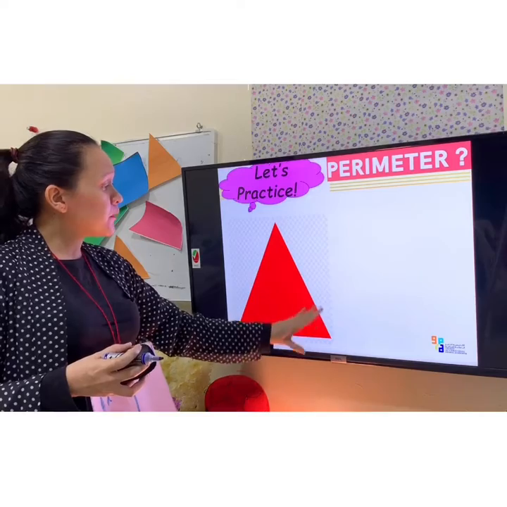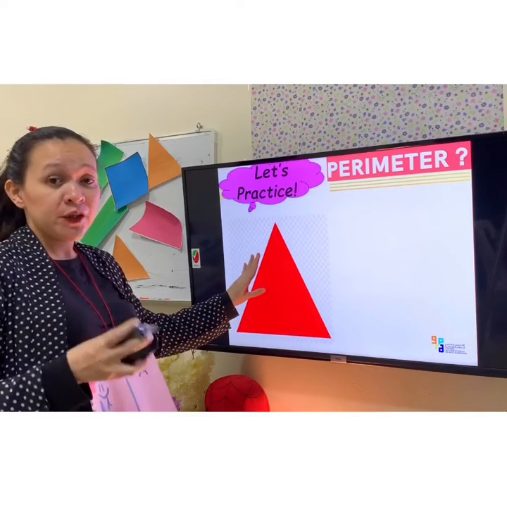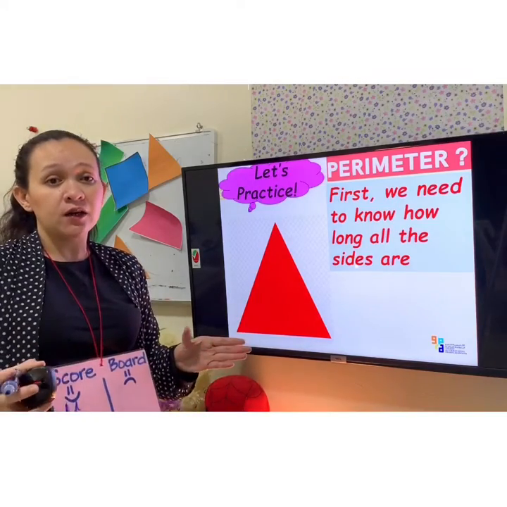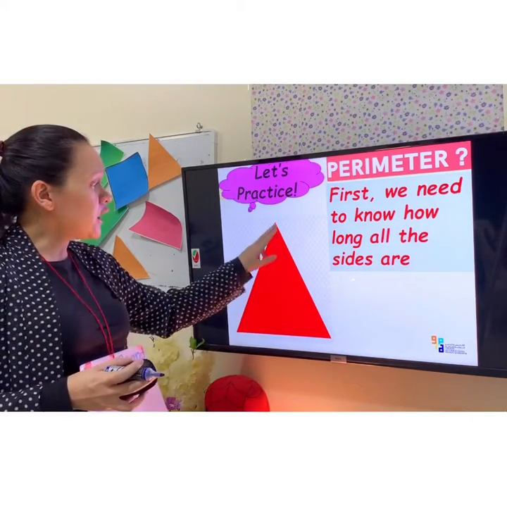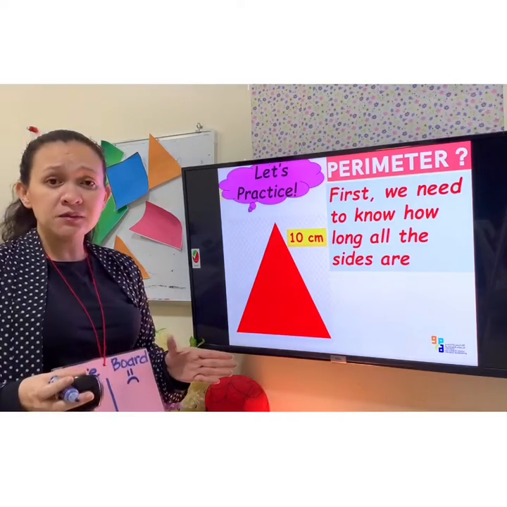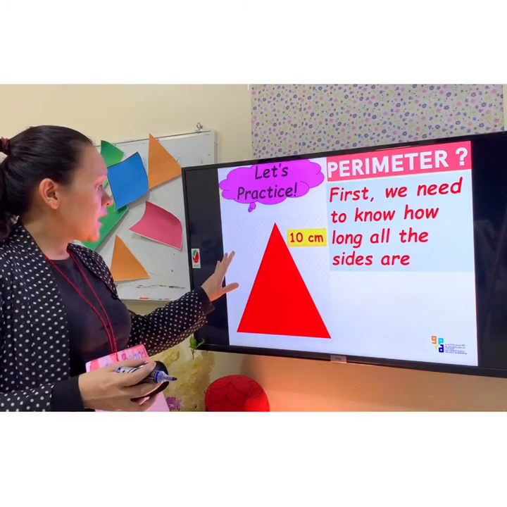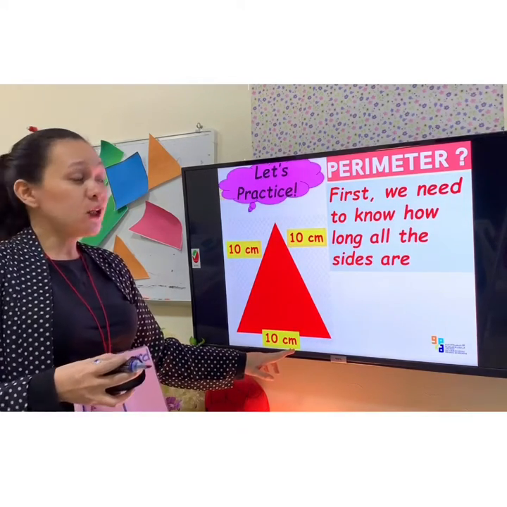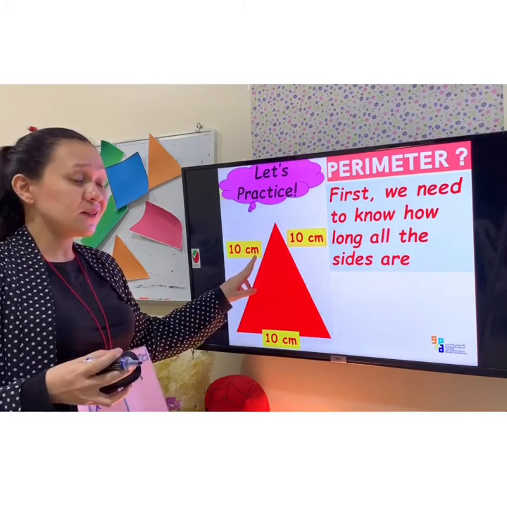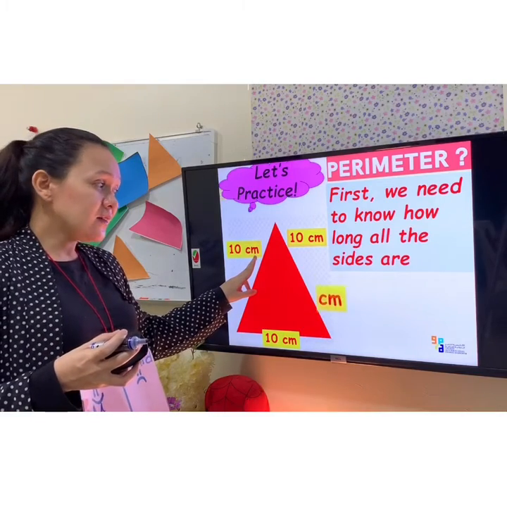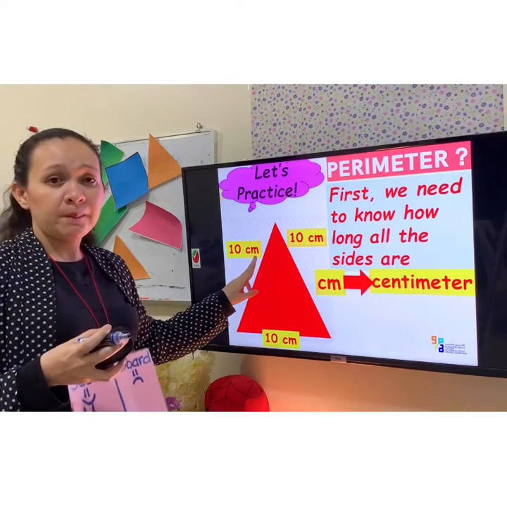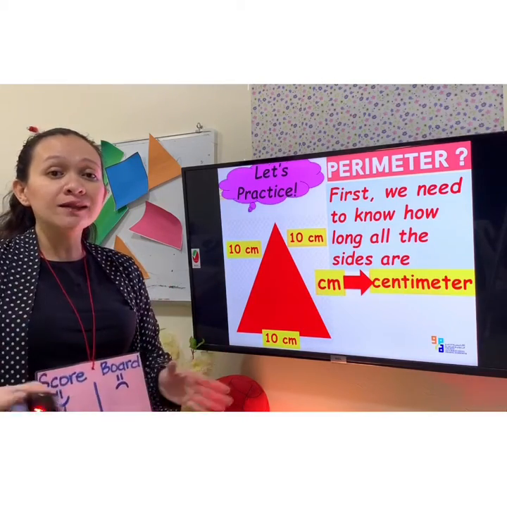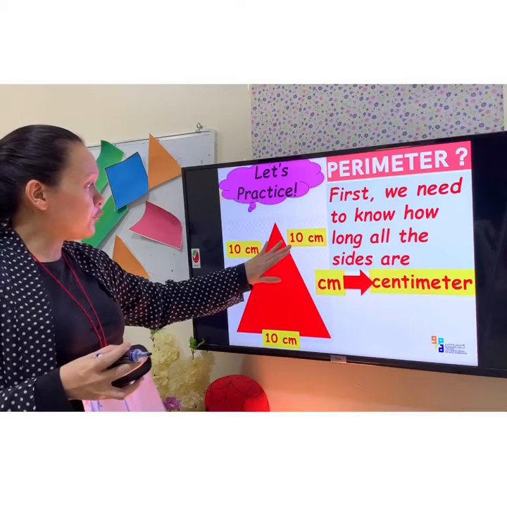We are going to get the perimeter of this triangle. First, we need to know how long all the sides are. We will just imagine that each side is 10 centimeters. And then here, on the other side, 10 centimeters. Here, 10 cm. Remember, cm is a centimeter. Now remember how to get the perimeter. We are going to add all the sides. So we will go here first.